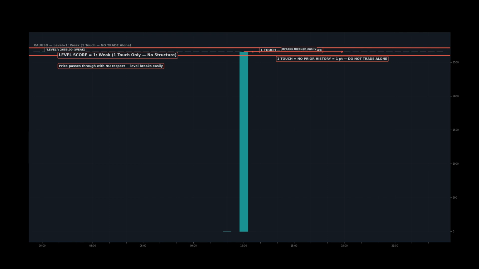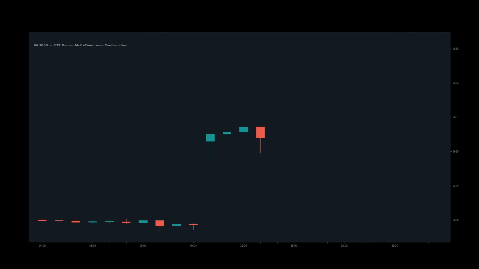If your level quality is 1, the maximum possible score is 3 plus 3 plus 1 plus 1 equals 8, which is borderline. More realistically, with moderate structure and no MTF, you are looking at a B grade. Skip it.